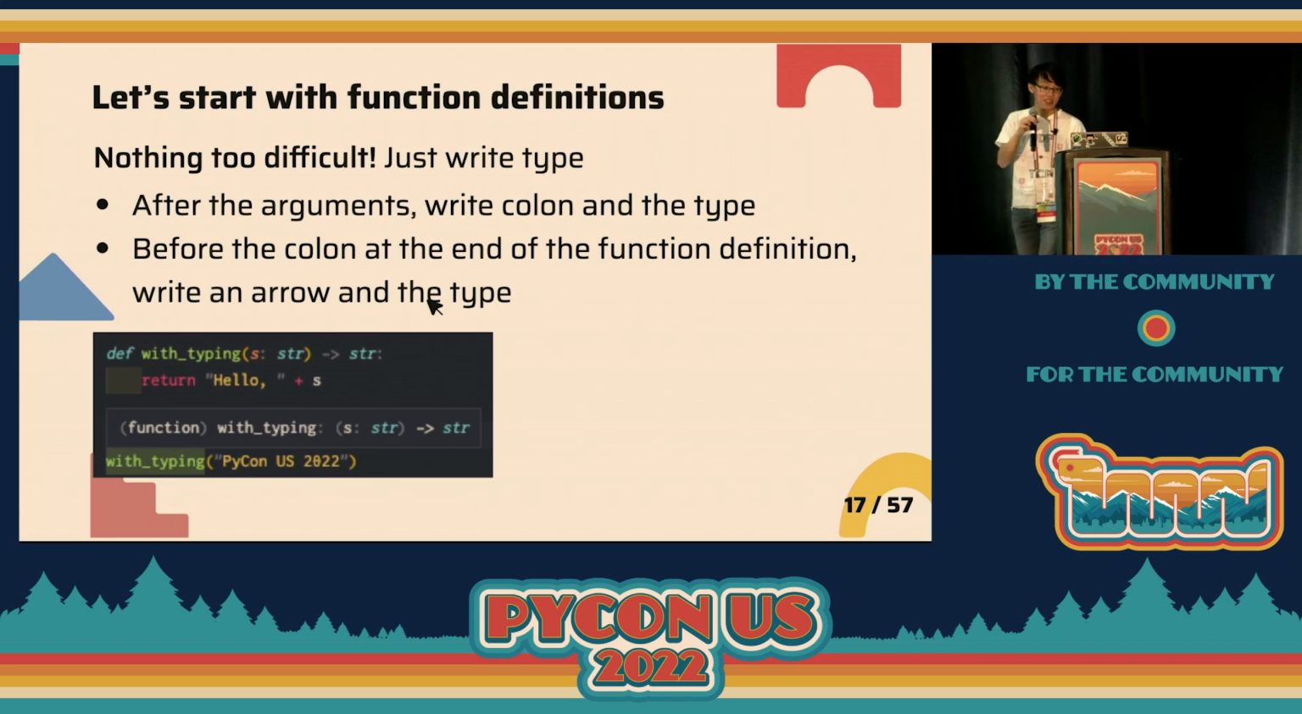Starting with function definitions, this is nothing too difficult, just write the type. After the arguments, write a colon and the type. Before the colon at the end of the function definition, write an arrow and the type.